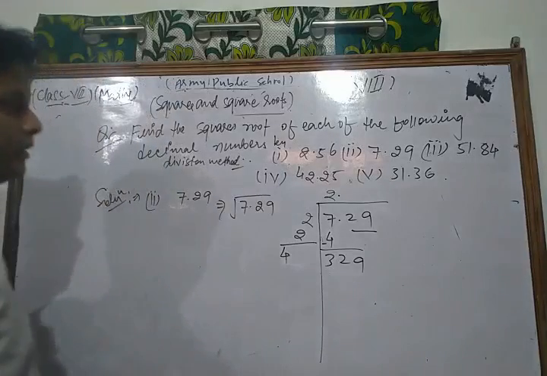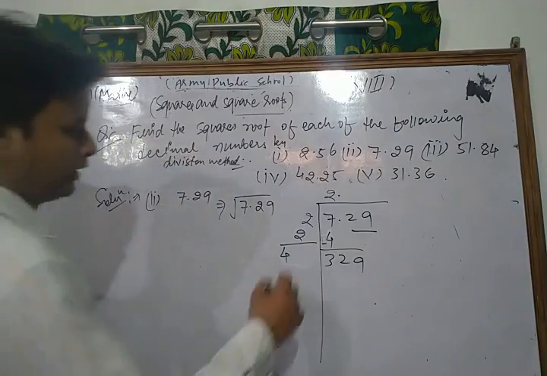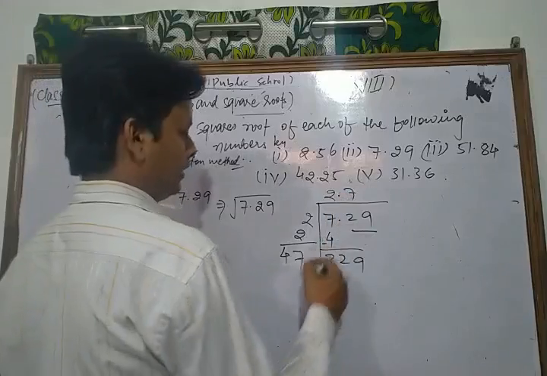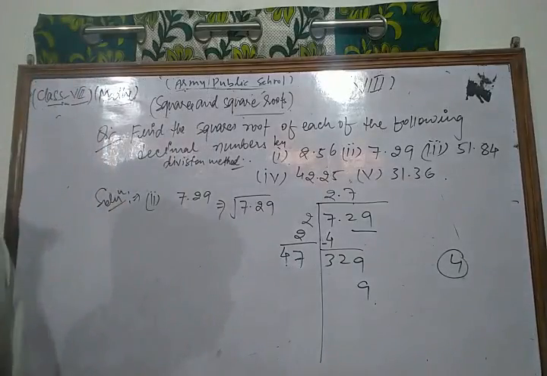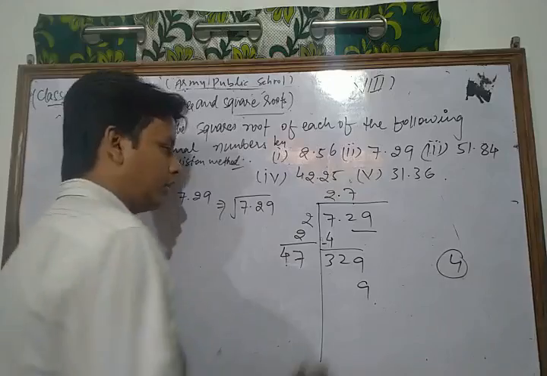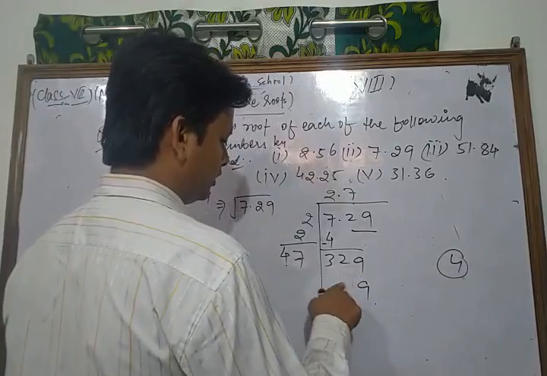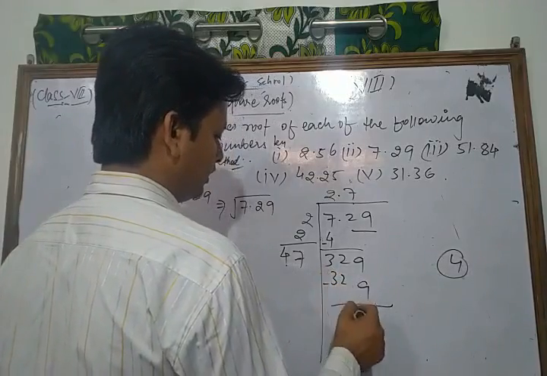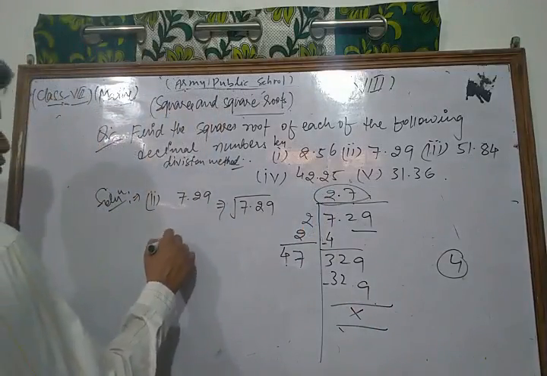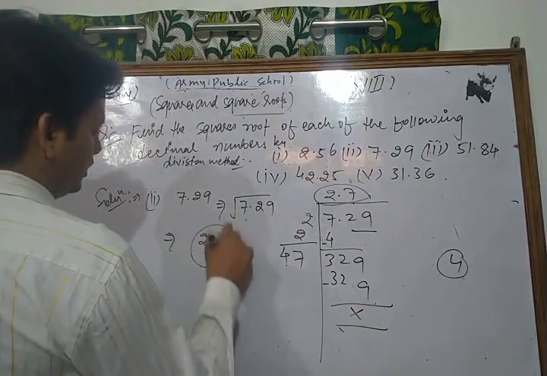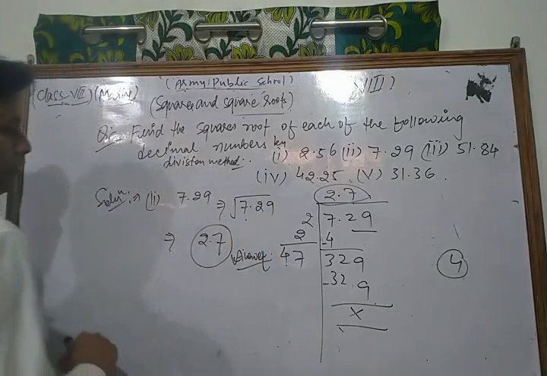Now how many times do we take? 7 times. Let's see, students: 7 sevens are 49, carry 4, 7 fours are 28, 28 and 4, 32. Here we write 32. Now subtracting them, we get 0. Thus the final quotient is the required square root of the given number. This is 2.7. This is the solution of the given question.